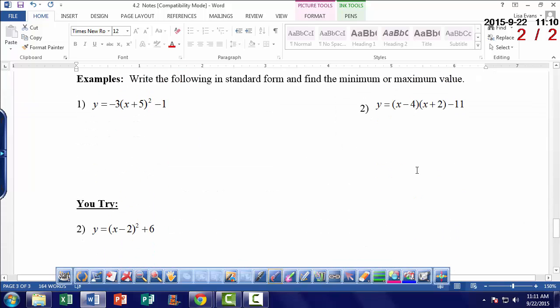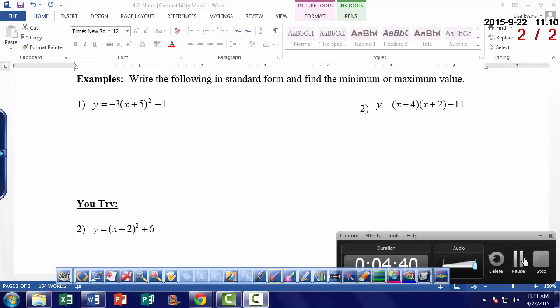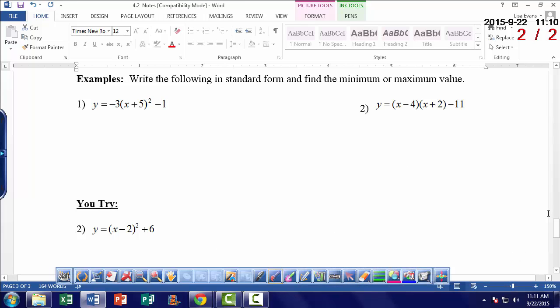Okay, welcome back. This time it says write the following in standard form and find the minimum or maximum value. Now sometimes we can find the minimum or maximum value without putting it in standard form, but I still ask you to write it in standard form. So there are 2 parts to this question: writing it in standard form and finding the minimum or maximum value, which is the vertex.